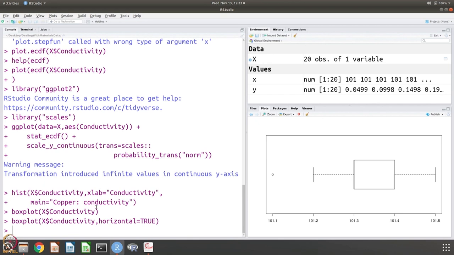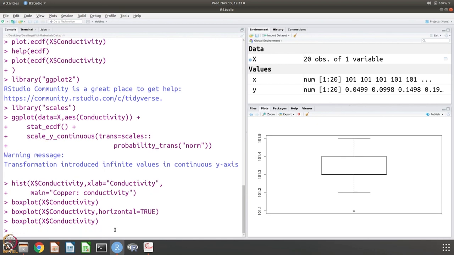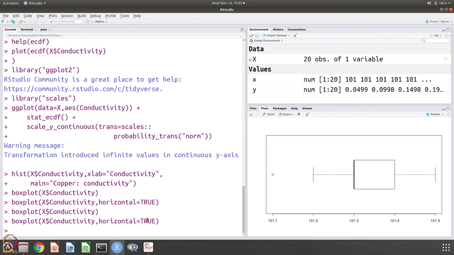Yes. So, what this has done is that it just flipped the box plot. The original box plot was like this, and this 101.1 is an outlier, as you can see here again. And we can flip it to be horizontal.